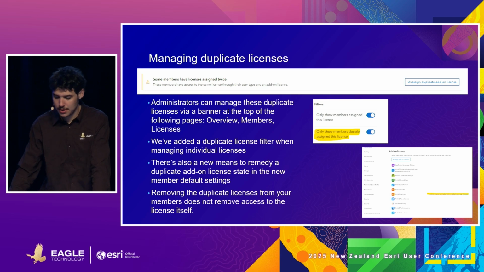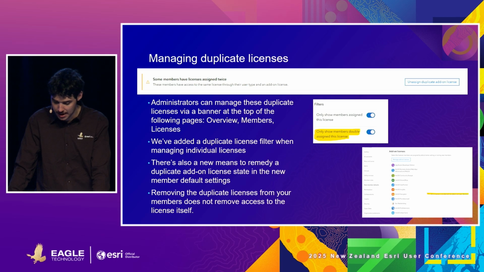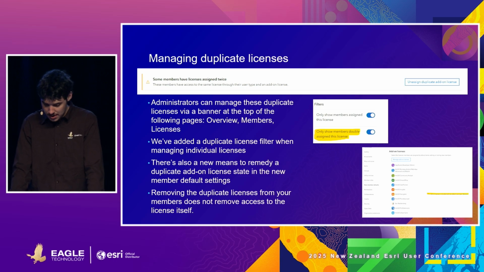Okay, so streamlining management of duplicate licenses was the goal of the managing duplicate licenses changes. They can now be managed directly from the duplicate licenses warning banner and in the overview members and licenses page. So there's actually multiple entry points in the UI to deleting the duplicate licenses now. Additionally, a duplicate license filter has been added when you're managing users with duplicate licenses. So it will only show users that have a duplicate license when you toggle it on, making removing duplicate licenses more efficient.